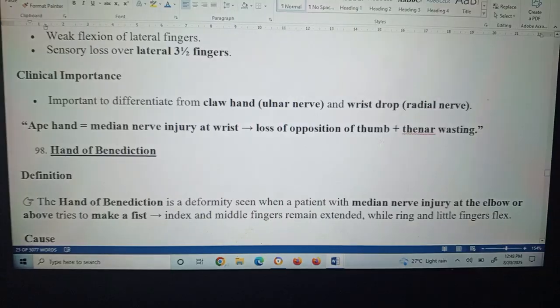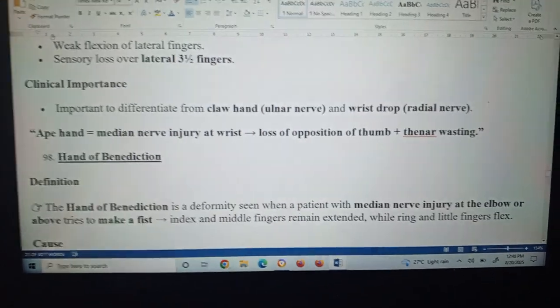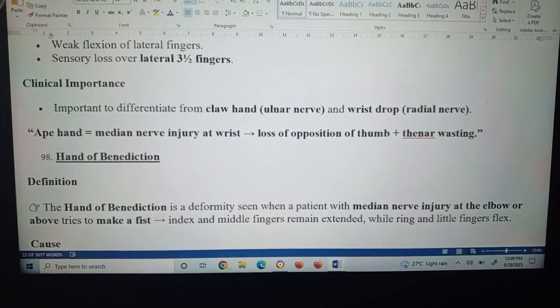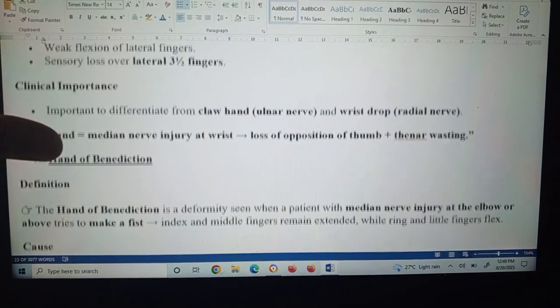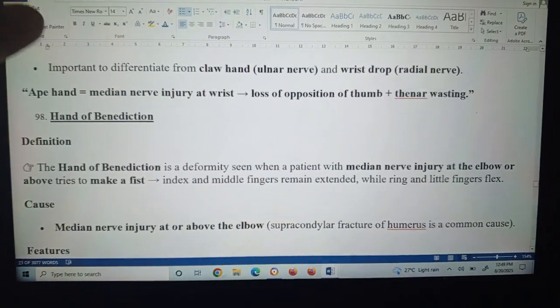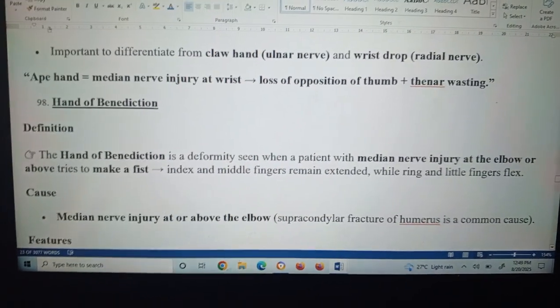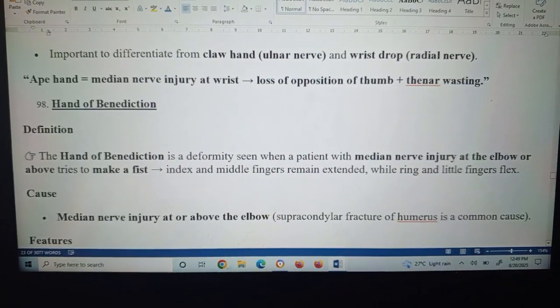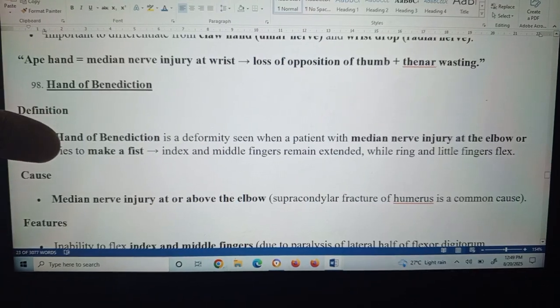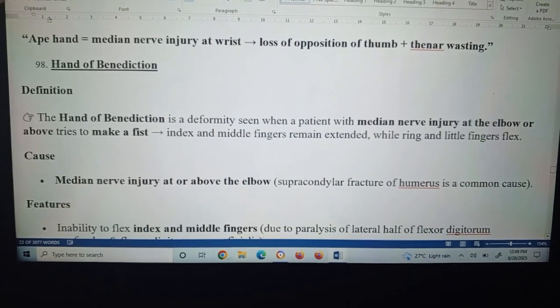When there is a claw hand deformity, the ulnar nerve is damaged, and you must know that the ulnar nerve is present at the back of the medial epicondyle, the funny bone. Wrist drop is due to damage to the radial nerve, which is present in the radial groove. And ape hand deformity is median nerve injury at the wrist, with loss of opposition of the thumb and thenar wasting. That was the summary for that.